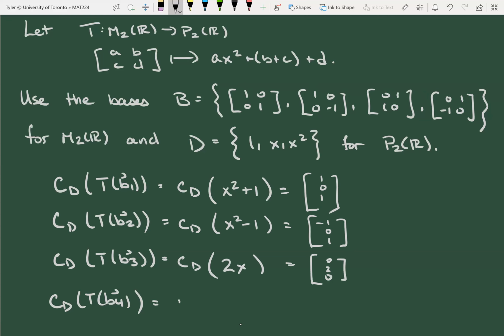And then, so here's a nice, cool little thing. So the image of B4 here is actually just the 0 polynomial, right? It's actually in the kernel. So we just get 0, 0, 0 here. All right. So are there any questions about that?